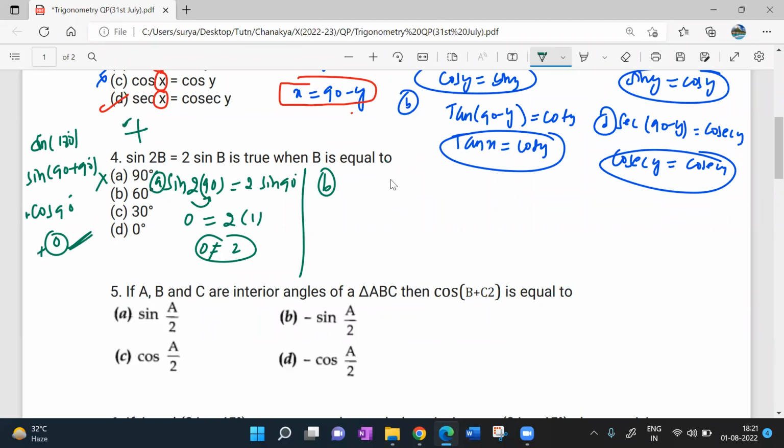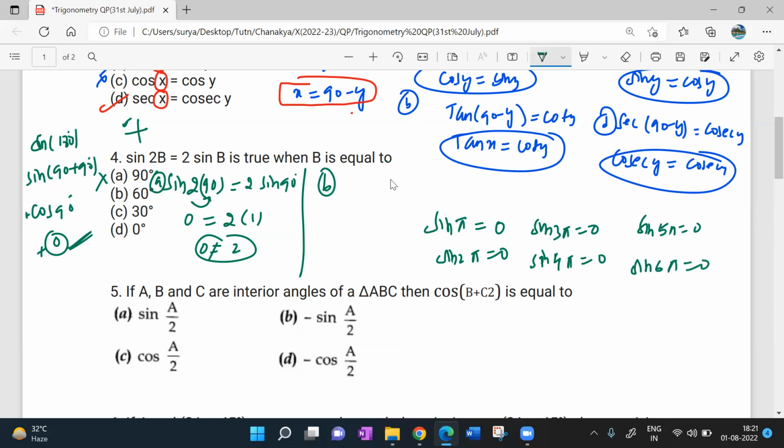Sin 180 is 0, sin 360 is 0, sin 540 is 0, sin 720 is 0. Sin pi, sin 2 pi, sin 3 pi, sin 4 pi: every multiple of pi is 0. Pi is nothing but 180 degrees, beta. Sin pi is 0, sin 2 pi is 0, sin 3 pi is 0, sin 4 into 180 is 0, sin 5 into 180 is 0, sin 6 into 180 is 0. So 1 pi, 2 pi, 3 pi, every pi gives 0 in sine. Getting my point? 1 pi is 180 degrees.